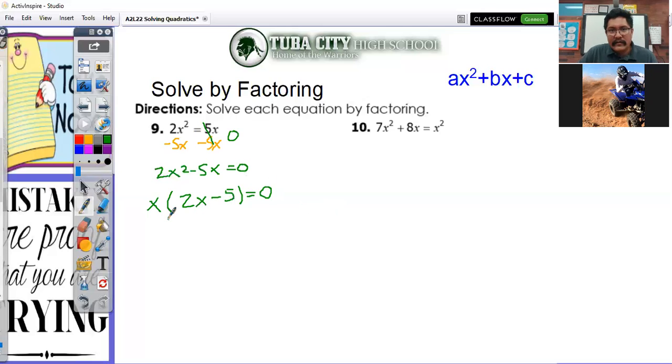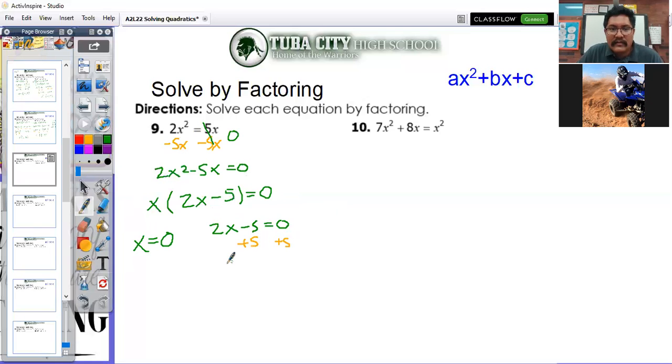And in this first one here, x is already solved. So we know one of the solutions is 0, but we need to spend a little bit of time to find out what the other solution is. So I'm going to set that to 0, and I'm going to have to do some algebra, some inverse operation. So if it says minus 5, well, we got to do the opposite and add 5 to both sides. If it says 2 times x, we do the opposite and divide both sides by 2.